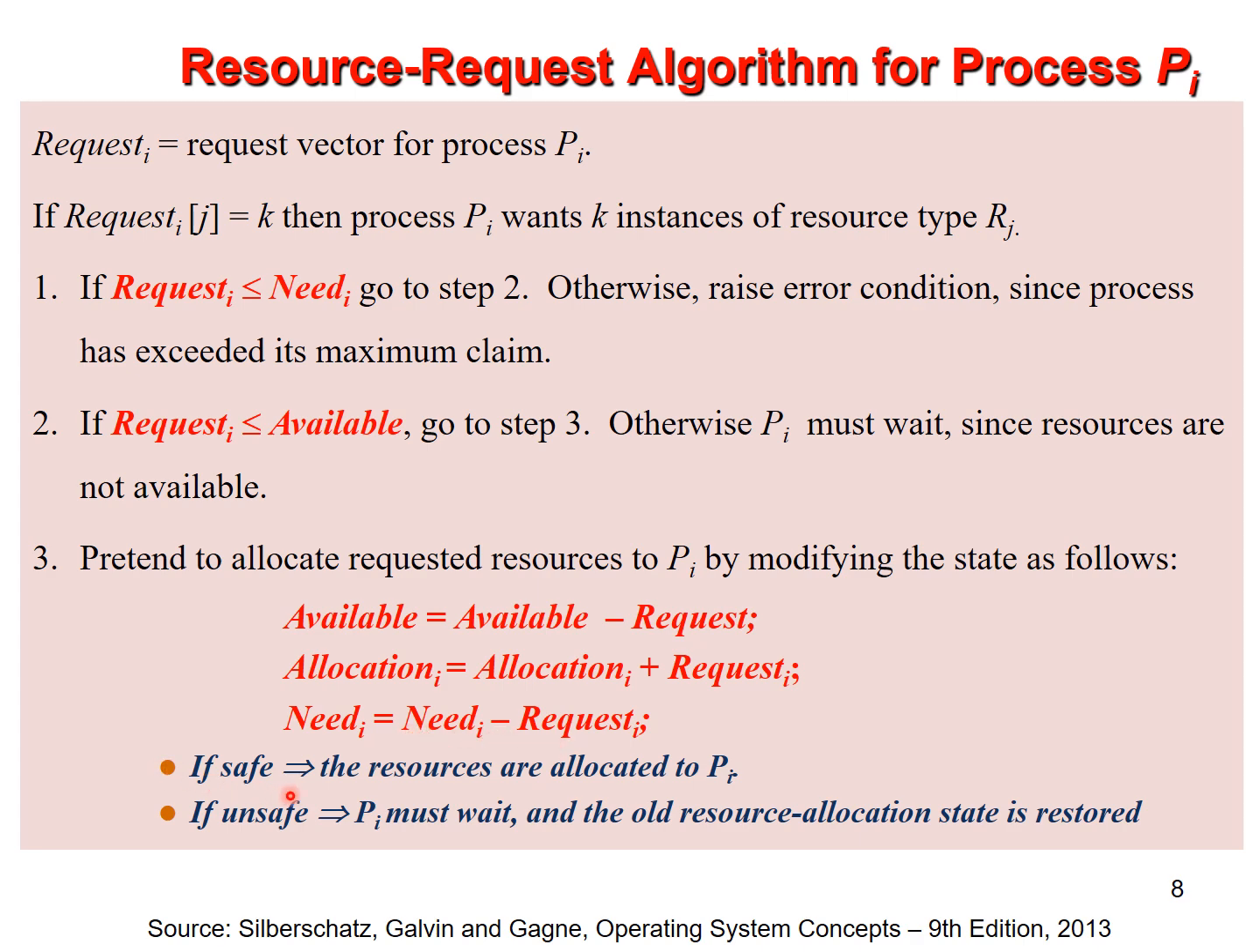If this is safe, then the resources are allocated to Pi. So we are pretending that we are doing the allocation and we are checking whether the system is safe or not using the safety algorithm. If it is safe, we provide the resources to the process Pi. In case it is unsafe, the process has to wait and the old resource allocation state is restored. This is how the resource request algorithm works.